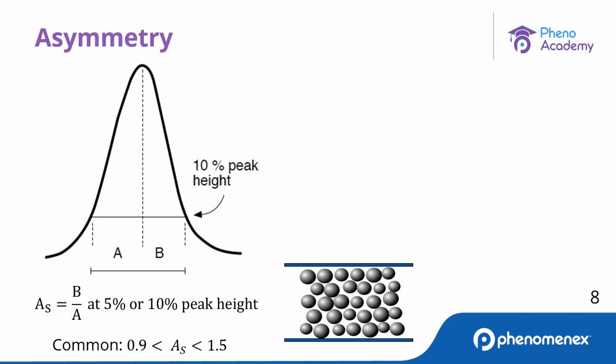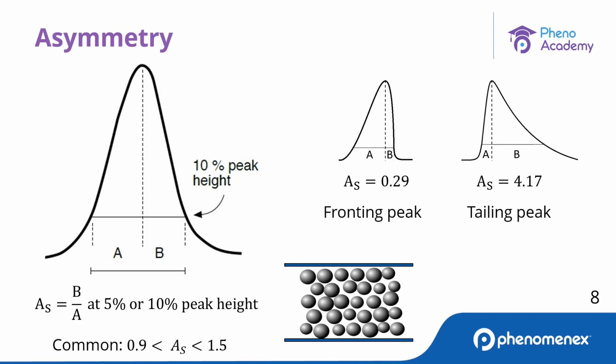If you have a symmetry factor of more than 1, then you call that a tailing peak, and lower than 1, that is a fronting peak. And common asymmetry values are between 0.9 and 1.5. So here you see examples of fronting and tailing peaks.